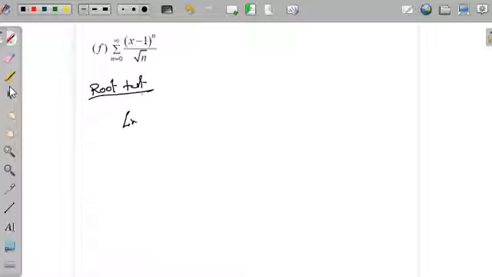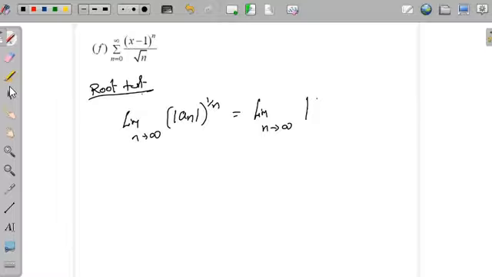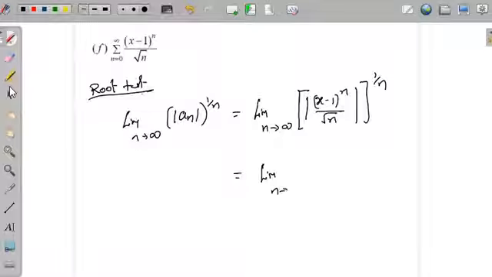So that's the limit as n goes to infinity of the modulus of a_n whole power 1 by n. This is what I have taken: limit as n goes to infinity of modulus of (x minus 1) whole power n by root n, whole to the power of 1 by n. So at the limit n goes to infinity, this is mod x minus 1 power n by n.